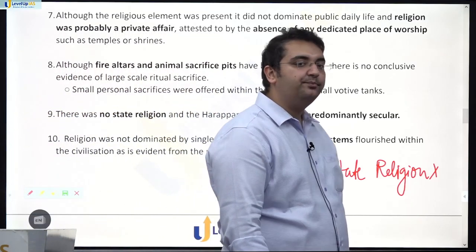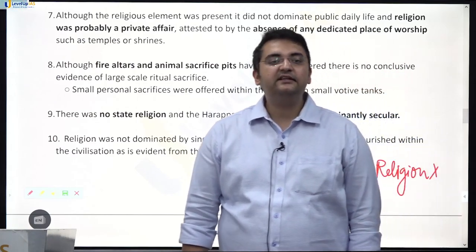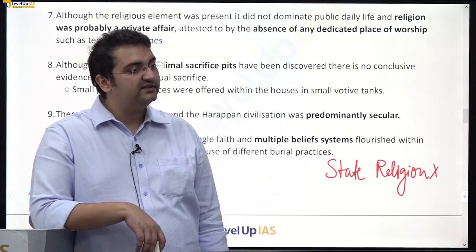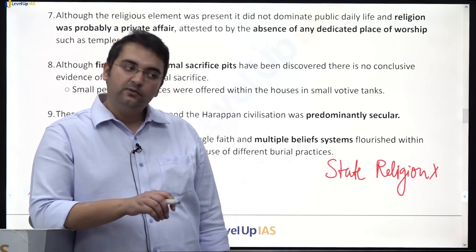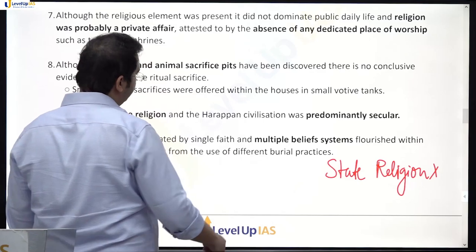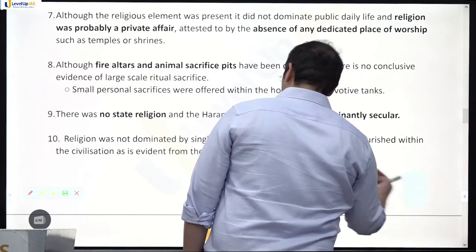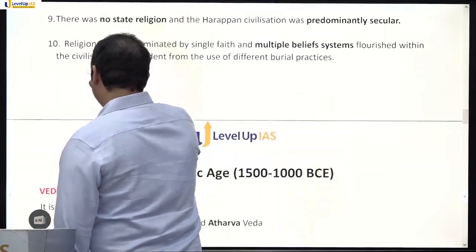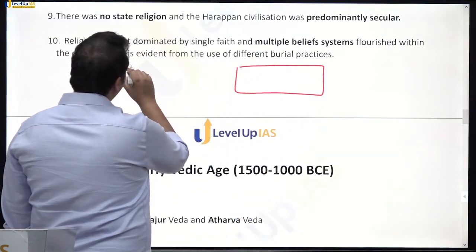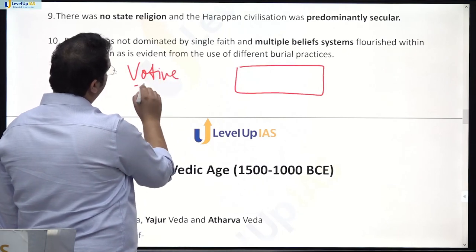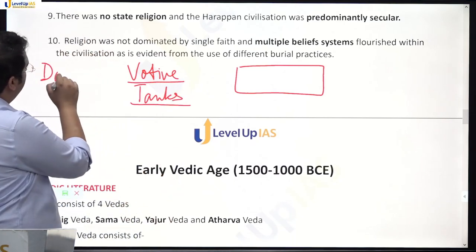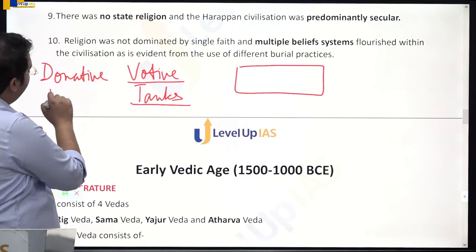How did the Harappans worship? Probably by offering simple sacrifice to various gods and goddesses. Where? Out in the open in public spaces or in the privacy of their homes? Within the privacy of their homes. And we have definite evidence to prove this as well. From many of the Harappan homes, small votive tanks have been found, also known as donative vessels.